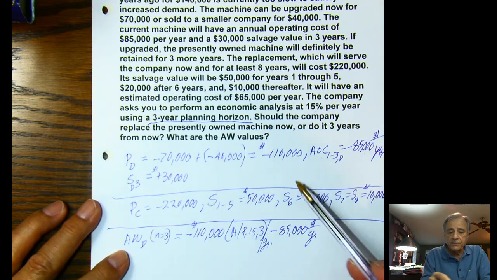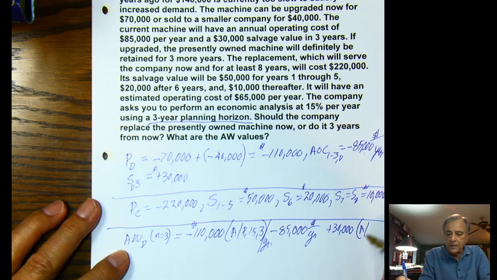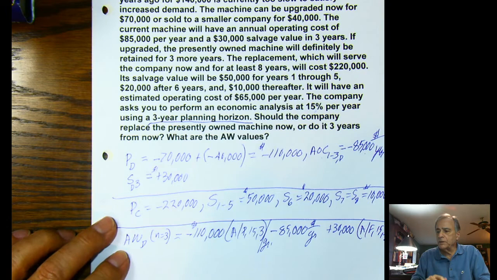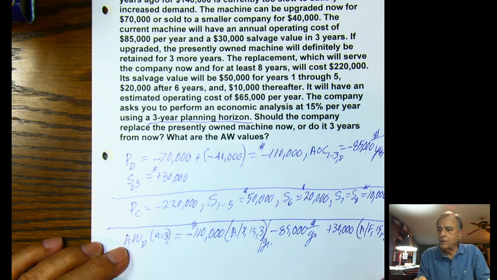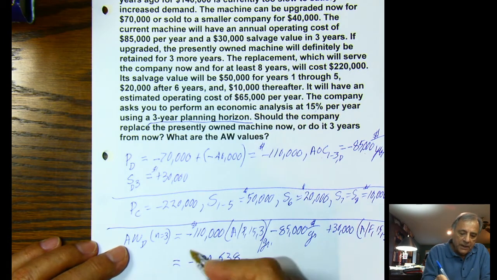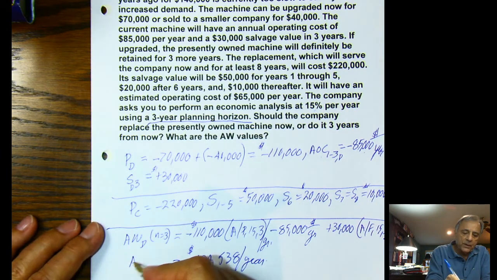And then we have the salvage value at time 3. So I'll have plus 30,000, A given F, 15% and 3 periods. So when I work through all of that, I will get minus $124,538. And that's going to be dollars per year, of course. Okay, that's the annual worth if I keep the Defender 3 more years.